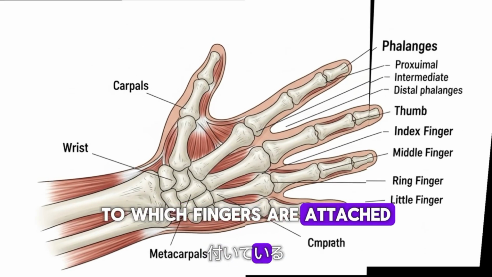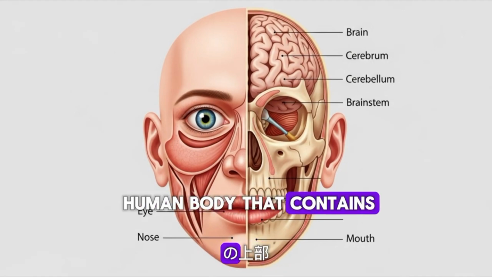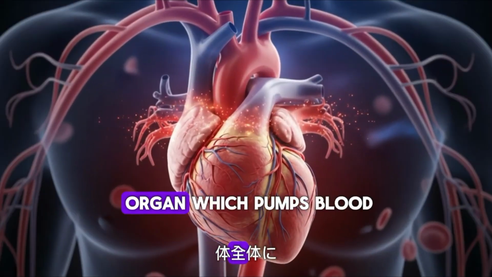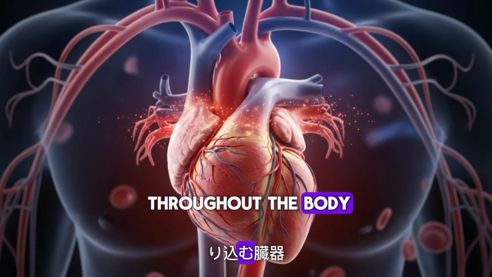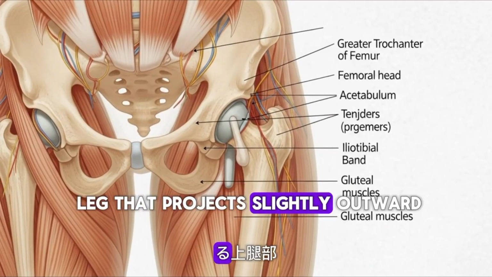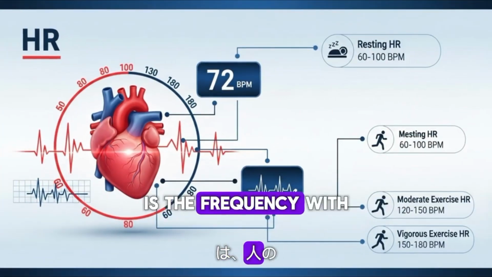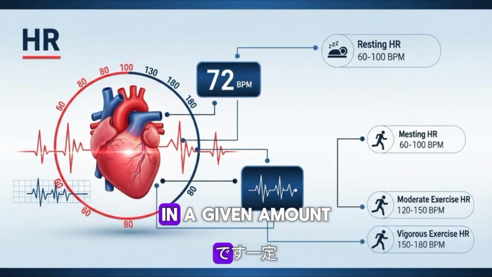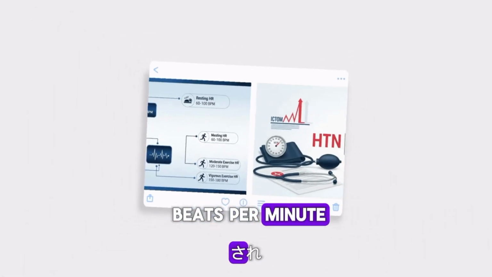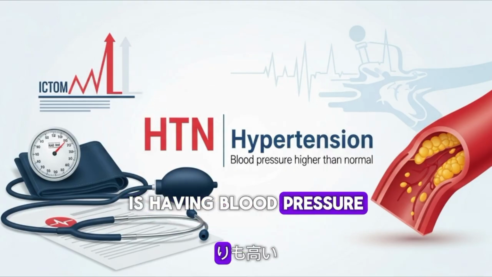A hand is the part of the arm below the wrist to which fingers are attached. The head is the upper part of the human body that contains the brain and the face. The heart is the organ which pumps blood throughout the body. A hip is the part of the upper leg that projects slightly outward. HR, or heart rate, is the frequency with which a person's heart beats in a given amount of time. It is usually expressed in beats per minute.